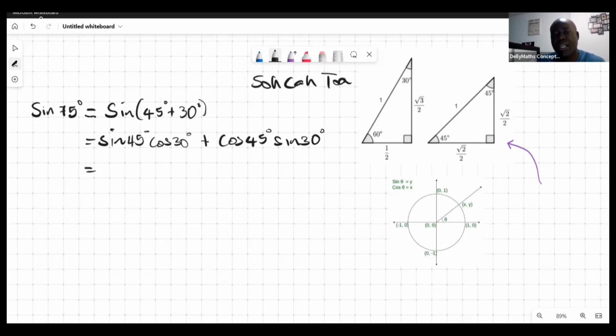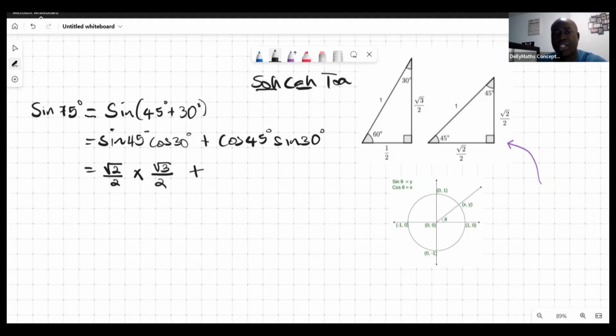We use the trig ratio all the time. So the sine has to do with opposite and hypotenuse. So sine of 45 degrees, opposite over hypotenuse, I'm seeing root 2 over 2. And I want to multiply this by the cos of 30. Cos is adjacent over hypotenuse. So you go where 30 is, and we're getting root 3 over 2.